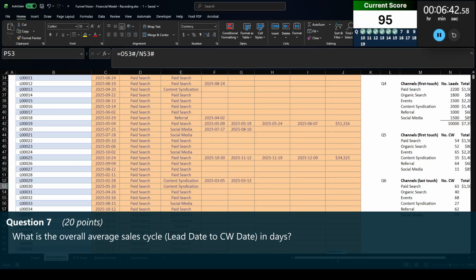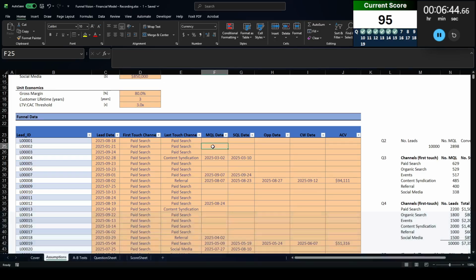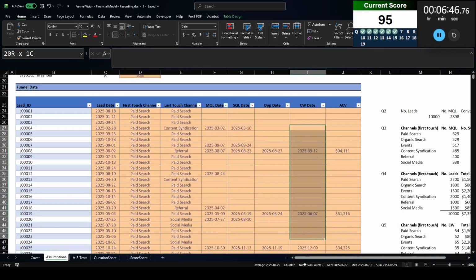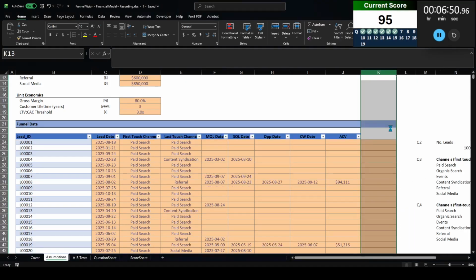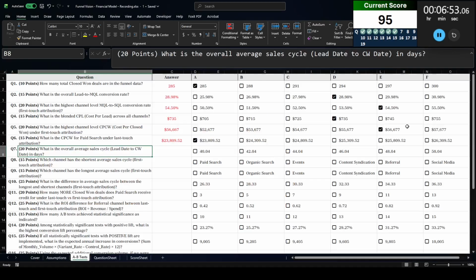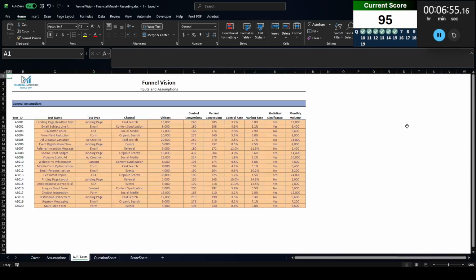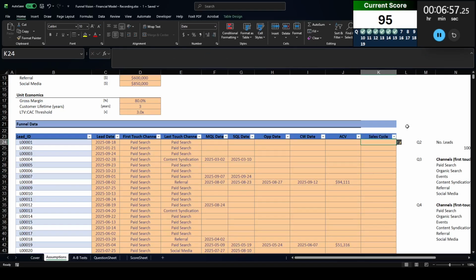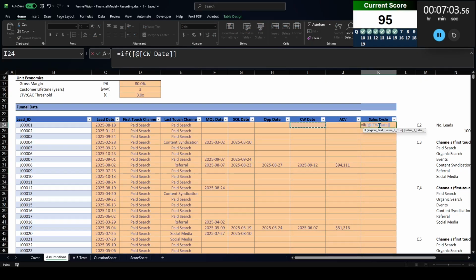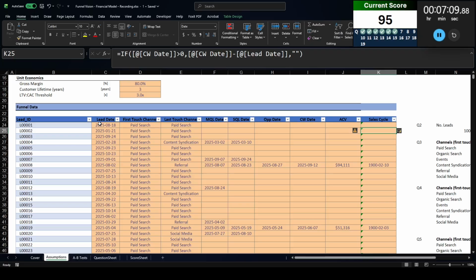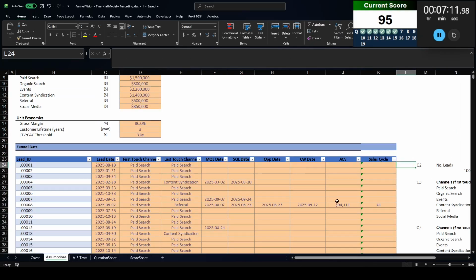Question 7. What is the overall average sales cycle, lead date to CW date in days? All right, well, we have in a table here, we have our lead date there, we have the CW date there. They're not all going to have CW dates, but let me just go ahead and add an extra column for, what was this called? Oh, sales cycle. And what we're going to do is if there's a CW date, we're going to take this date minus the lead date. So if this is greater than 0, we'll take this date minus the lead date. Otherwise, just leave it blank so we don't calculate that into our formula.